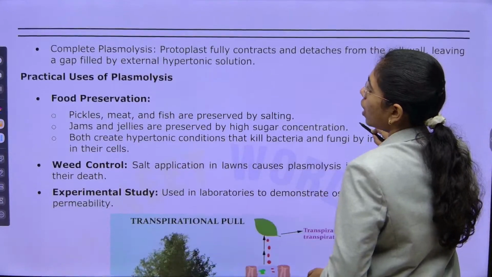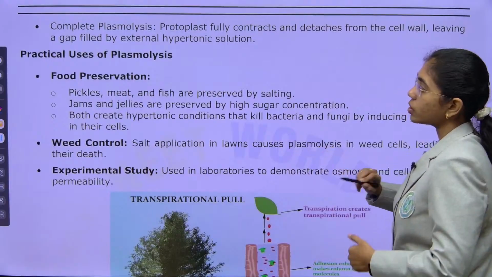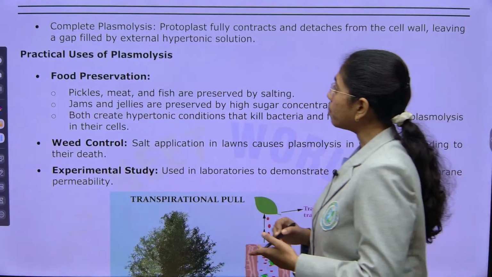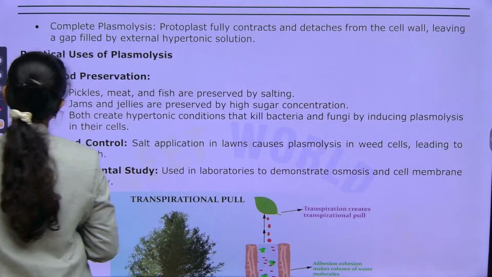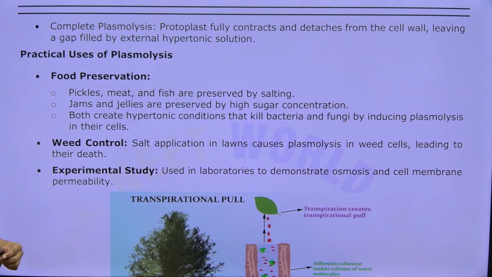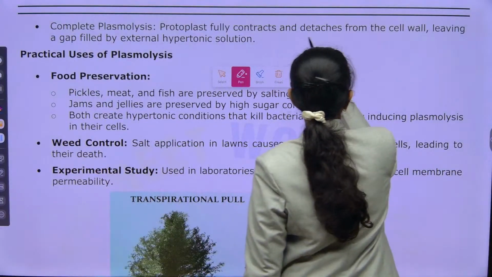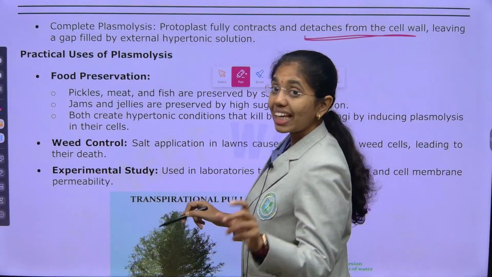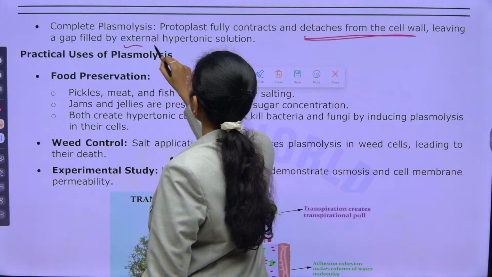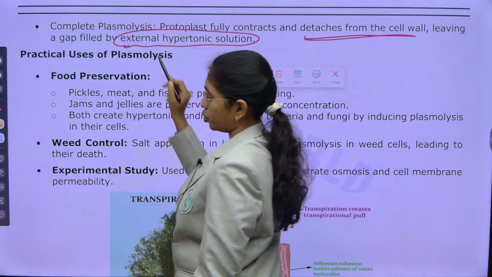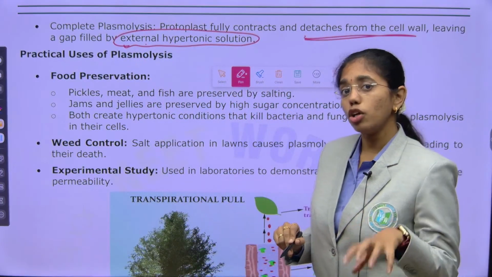This first incipient plasmolysis and then which is followed by complete plasmolysis. Okay, complete plasmolysis where protoplast is fully contracted and it detaches from the cell wall, leaving the gap filled by external hypertonic solution. What are the practical uses of plasmolysis?